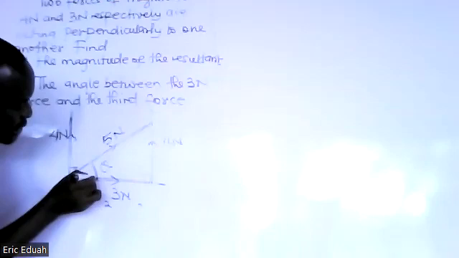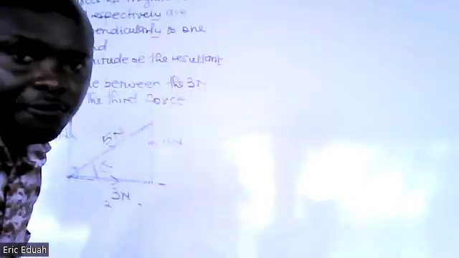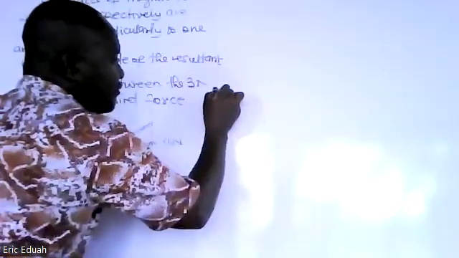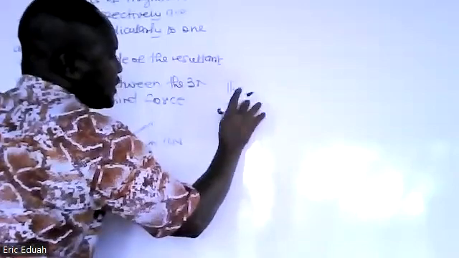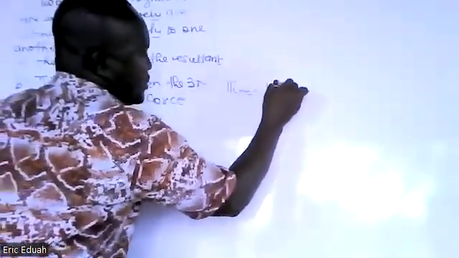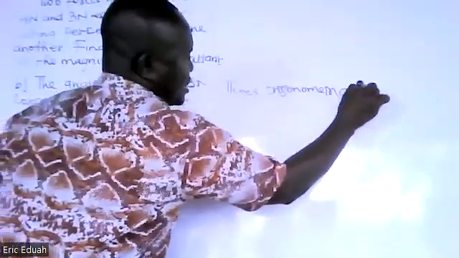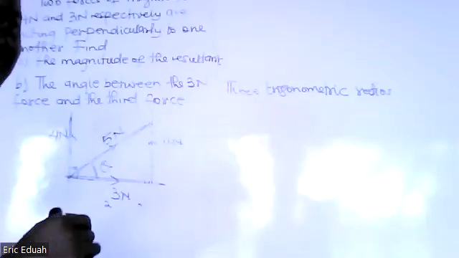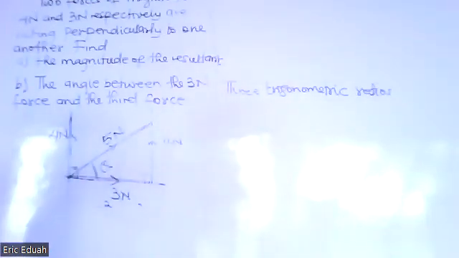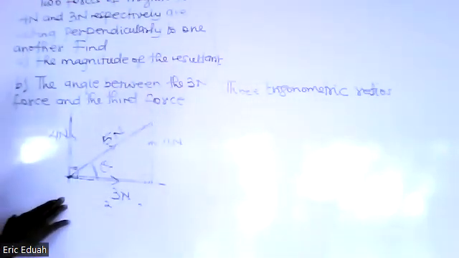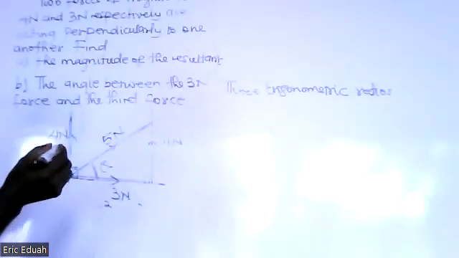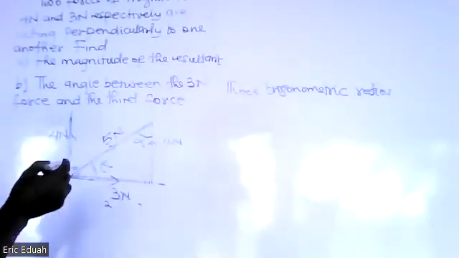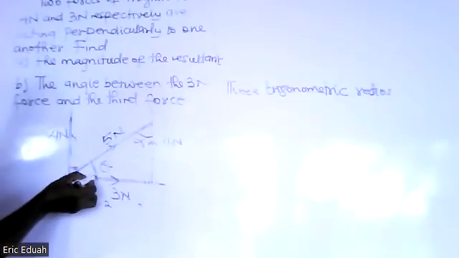Okay, so we are looking at theta, which is the angle between the 3 Newton force and the 5 Newton force. We have three basic trigonometric ratios, what we call trig ratios. The trig ratios are simply ratios of the sides of the right angle triangle. If it's about this angle, let me create another angle, alpha. So we have the angle theta and the angle alpha. Now we are looking for theta.